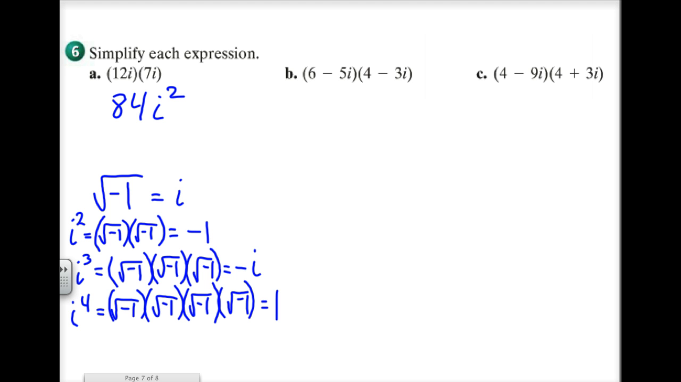So when I come back up to letter A here, i squared is equal to -1. So this is actually equal to -84 when I solve that.